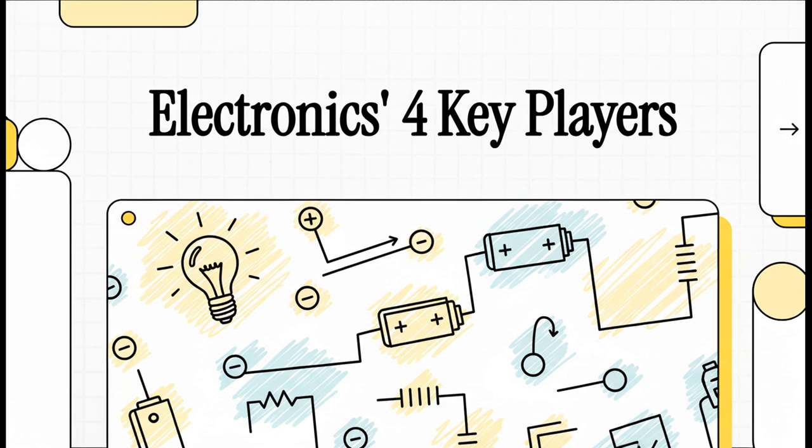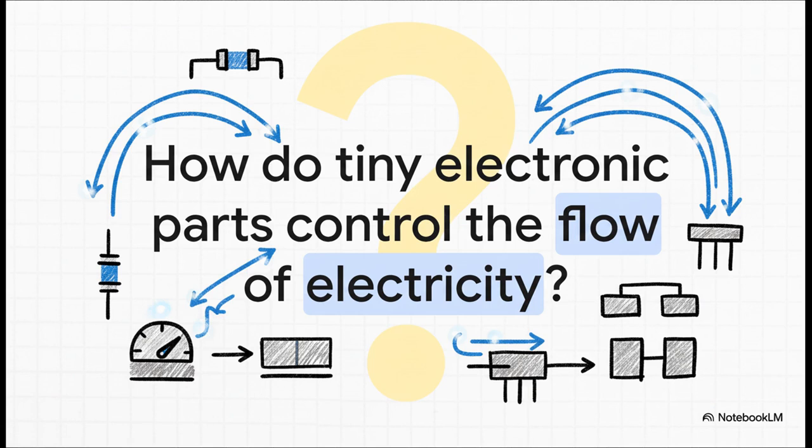Let's dive right in. So, have you ever wondered how those little parts on a circuit board can do such complex things? I mean, really, how does that work? Well, it all comes down to controlling the flow of electricity with incredible precision. And the secret, you'll see, is surprisingly simple.